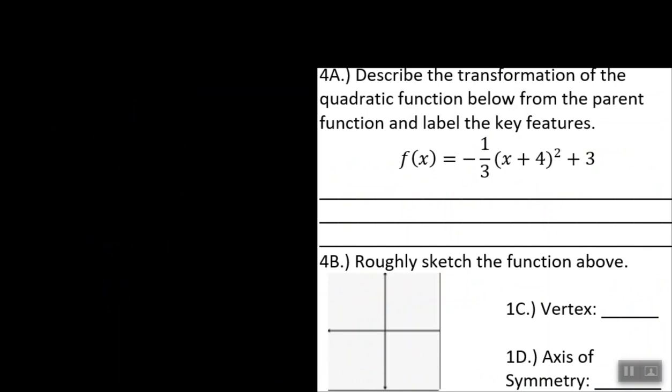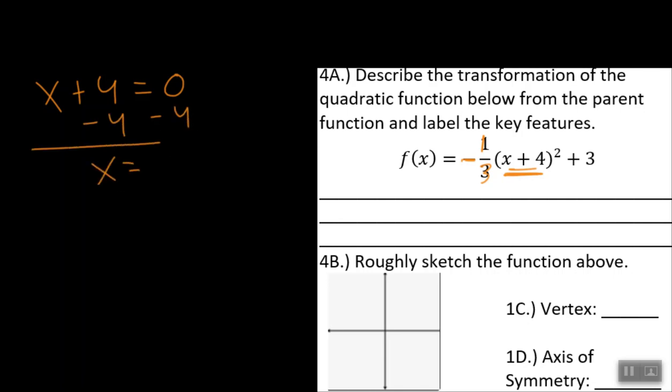Okay, for example number 3, I'm actually going to do problem 4 from the assignment. And the reason I chose that is because this is the first time that we see a negative a value and also a fraction. Okay, but let's start out with the inside of our function. We see this x plus 4, and we know that whatever is inside the function, we're going to set equal to 0. Now, how do I get x by itself? Well, what is the opposite of plus 4? That's going to be minus 4. So let's subtract 4 from both sides, and 0 minus 4 is negative 4.